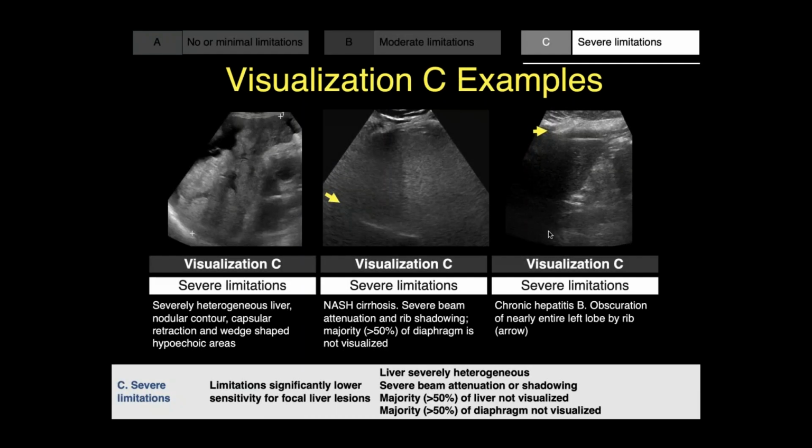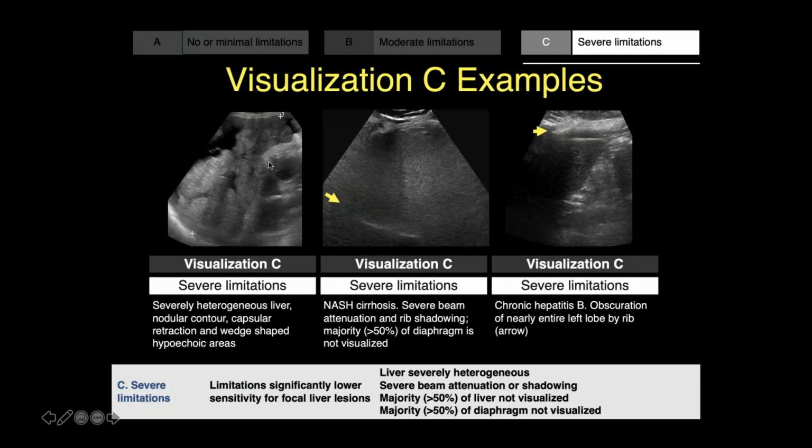Visualization C is where there are severe limitations, and these are examinations where I'm sure we've all seen these where we're like, okay, this ultrasound is completely worthless in this patient. I can't tell anything in the liver, and there are many reasons that can cause a very severely limited ultrasound exam. I think it's important to identify these patients because maybe that patient needs to have some sort of additional management, but in any case, here are some examples.